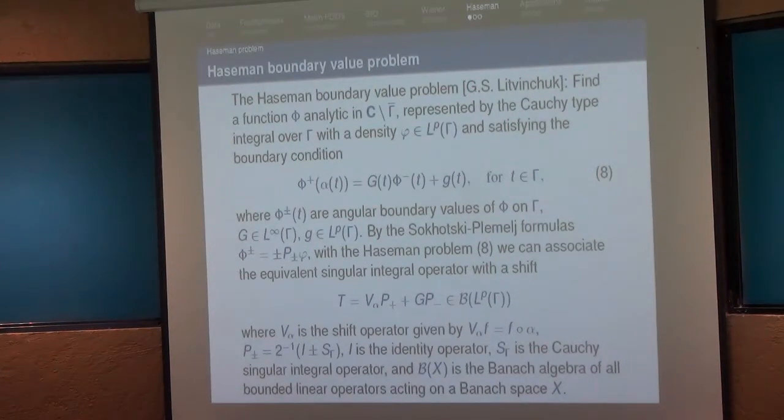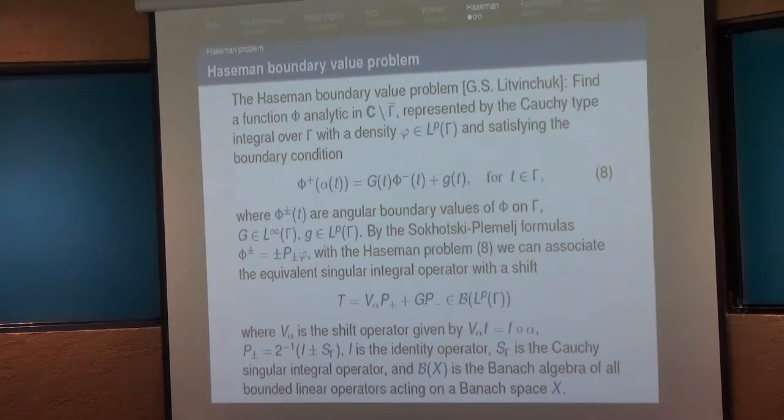So this problem has application in the theory of gluing surfaces with boundaries. In this boundary condition, phi plus and phi minus are angular boundary values of phi on gamma. G is a bounded measurable function. G small is an LP function on the curve gamma. By the Sokhotski-Plemelj formulas, the relative operator plus minus, these Haseman problems can be reduced to an equivalent singular operator with shifts.